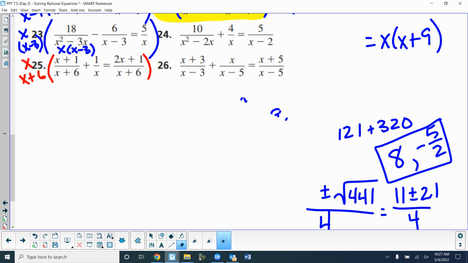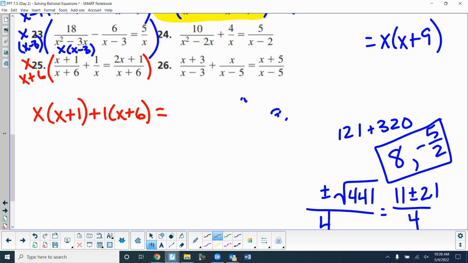So when I do this one, what happens to the X plus 6s? Cancel, so it's X times X plus 1. What happens to the X's? They cancel, so it's 1 times X plus 6. What happens to the X plus 6s? Cancel, so it's X times 2X plus 1. So see, no denominators anymore. That's why we do that. We get rid of the denominators when we do that. Now it's just distributing, combining like terms, and solving.